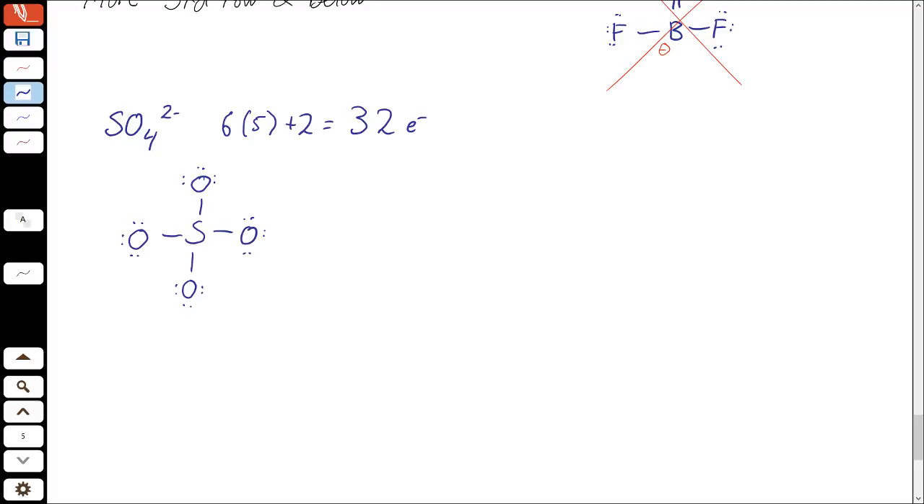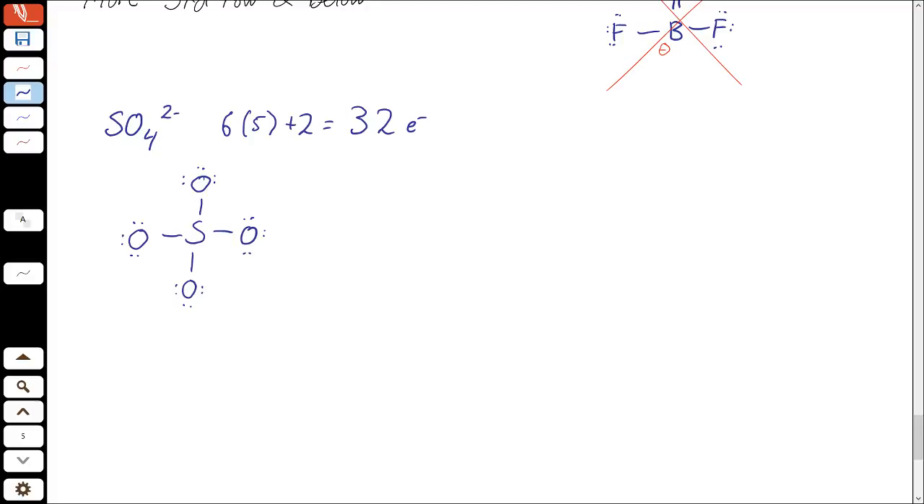Why'd you do 6 times 5, not 6 times 4? Isn't it 4 times? Because sulfur is in the same column as oxygen. So sulfur's got 6, and each of the 4 oxygens has 6. So that's 30, yeah. All right, so that works from a first examination. We've got all the octet rules taken care of. We've used all our electrons. Everything looks great.